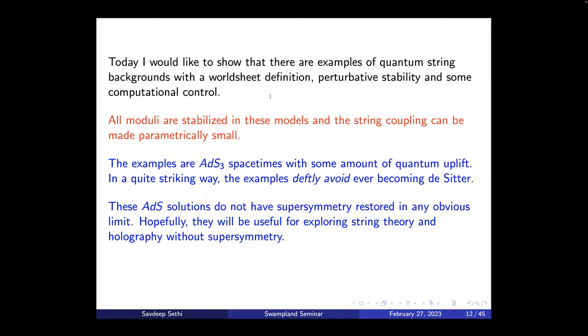There'll be AdS3 solutions and they will all have quantum uplift. So you'll have a negative cosmological constant, which will be tunable. So it can be made very, very tiny in principle. And then there'll be a certain amount of quantum uplift from loop corrections. And that quantum uplift is positive. Yet, despite the quantum uplift, it turns out the solutions could never become de Sitter, at least at one loop. And they also do not have supersymmetry restored in any obvious limit, actually in any limit. So hopefully they'll be useful for exploring how we should do string theory and holography without supersymmetry.